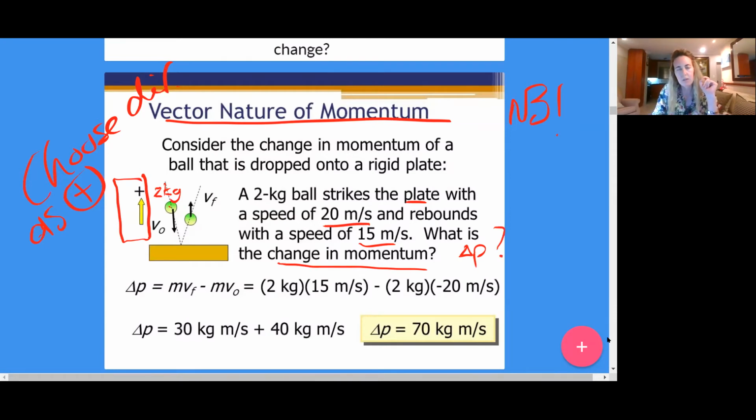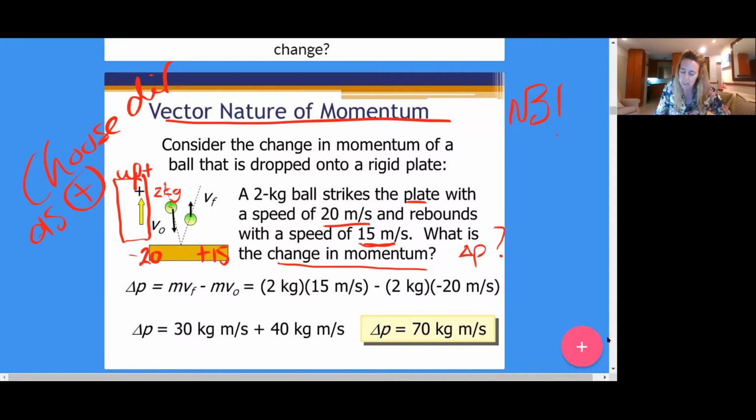So if we choose up to be positive, then clearly if the ball drops, that moves in the downward direction, that would be a negative direction. And so its velocity with which it hits the plate would be negative 20 meters per second. If it rebounds off of the plate, that velocity would be positive 15 meters per second given to us.